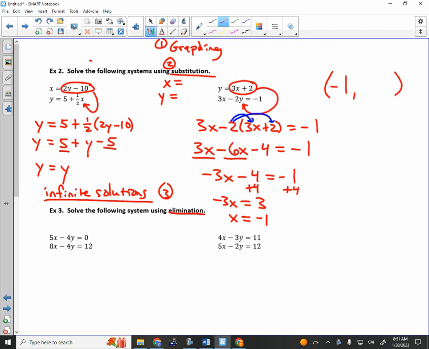A solution to a system requires you have the x value and the y value. Here I have the x value is -1. How do I find the y value? Yeah, plug it back in. If you just take that -1 and plug it in for x, 3 times -1 is -3, plus 2 is -1. So if you just plug it in, it'll tell you right what it is.